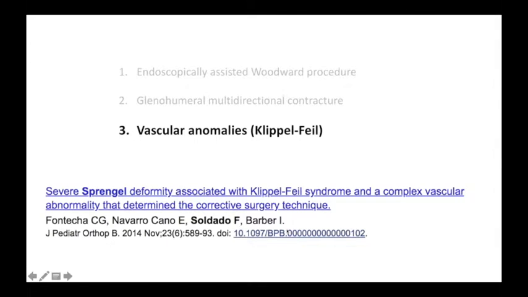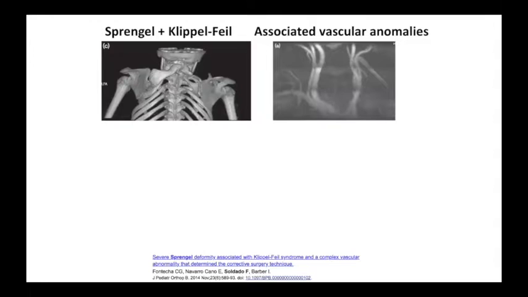The other question is if we can do something about this glenohumeral contracture. Anyway, so let's move to the vascular anomalies. So we published some years ago this case. It was a child with a Sprengel, again with a Klippel-Feil.